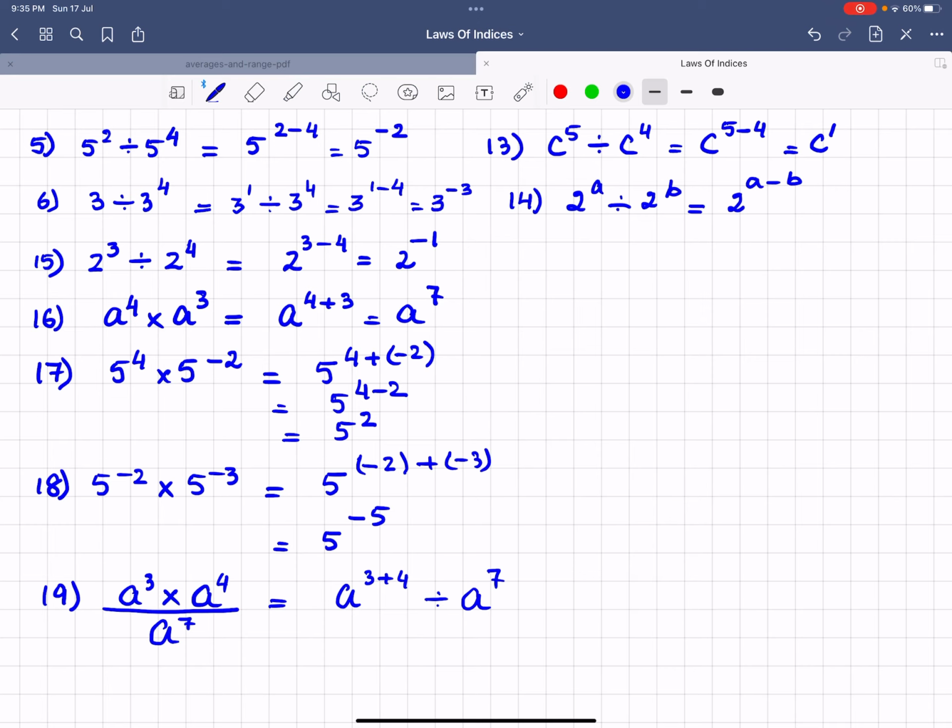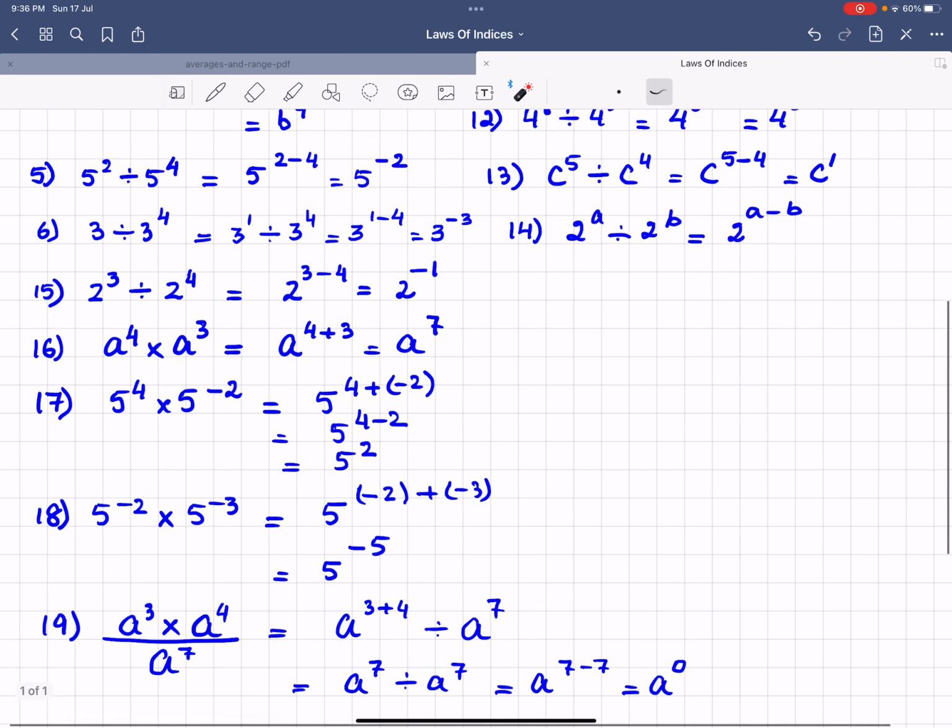So in the division we have 7. So we can write the answer a to the power of 7 divided by a to the power of 7. Now when the bases are divided, powers are subtracted. Therefore we have a to the power of 7 minus 7, which is a to the power of 0. Now if we have to write the value, then the value of a to the power of 0 is 1.